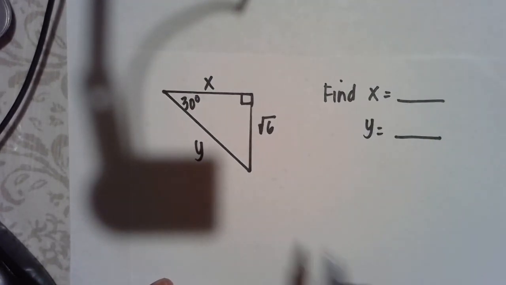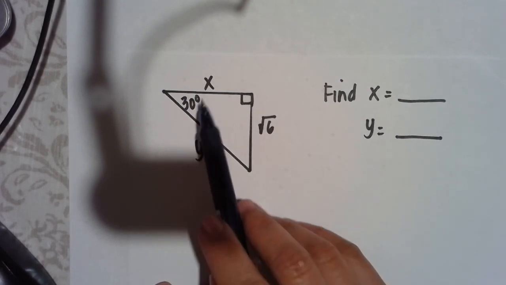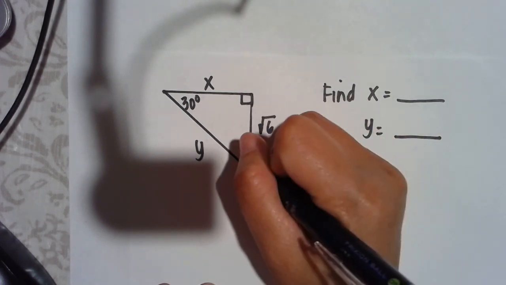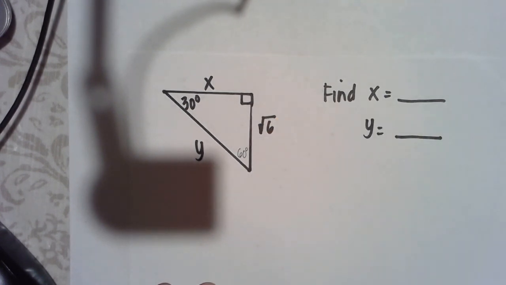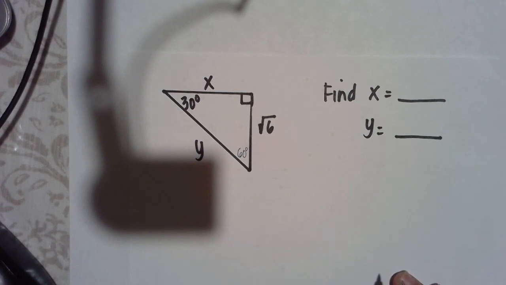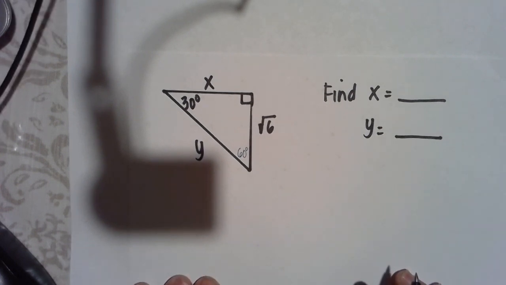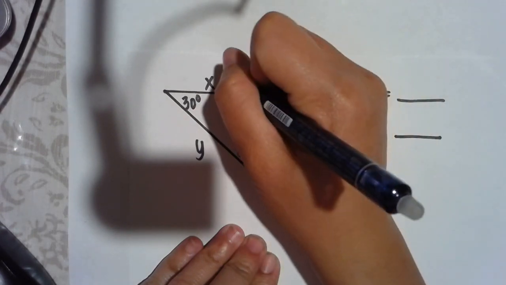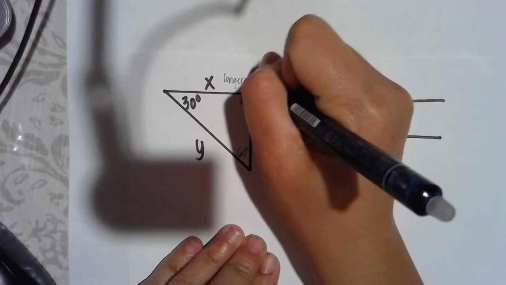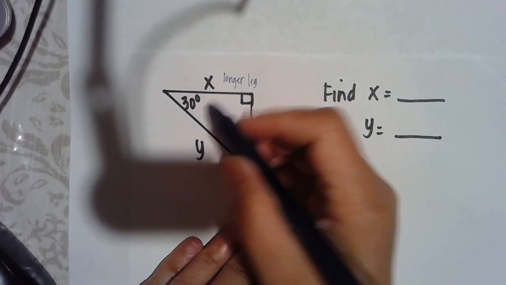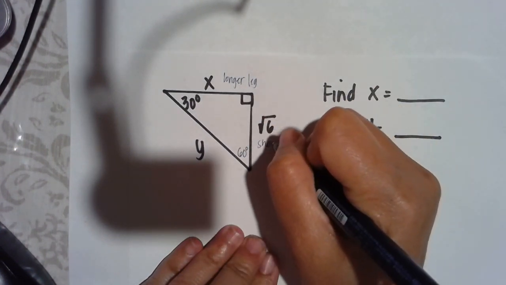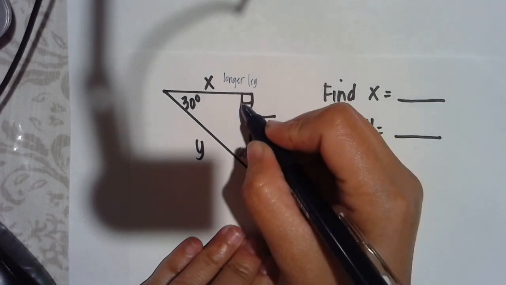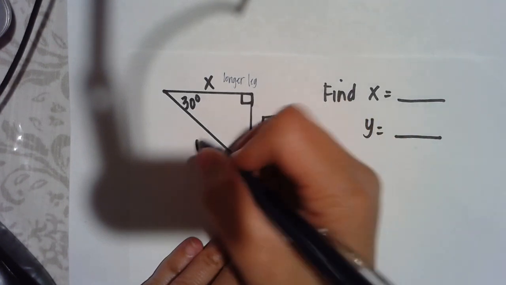So it seems like this is a special right triangle, given that this is 30 degrees and this is 90. So the missing angle would be a 60-degree angle. Remember that a 60-degree angle is opposite the longer leg, a 30-degree angle is opposite the shorter leg, and as always, the hypotenuse is opposite the 90-degree angle.